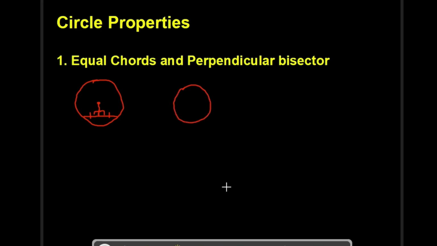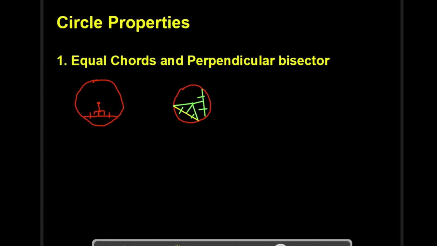Also, consider this is a circle. One chord is this one, and take another chord, this one. If the chords are equal, then the distance from the center is also the same. So for equal chords and the perpendicular bisector, if these are the perpendicular bisectors, then they will divide the chord into two equal parts.